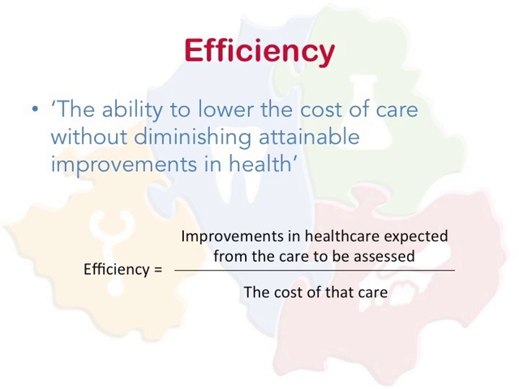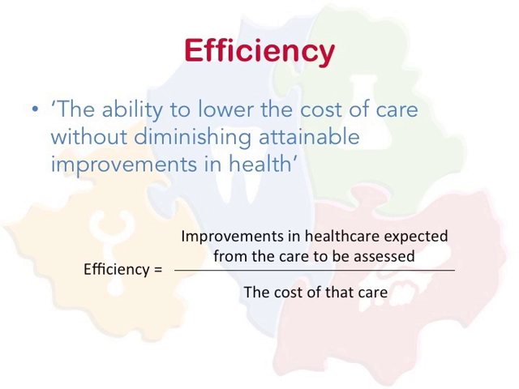So the next domain of quality is efficiency, which is the ability to lower the cost of care without diminishing attainable improvements in health. Remember that reducing the cost of healthcare does not necessarily reduce the healthcare improvements that you receive from a system. So, your equation for this is that efficiency equals the improvements in healthcare expected from the care to be assessed, divided by the cost of that care. So remember, to increase efficiency, you have to reduce the costs whilst at the same time increasing the improvements, or you increase the improvements from the same or a lower cost base.